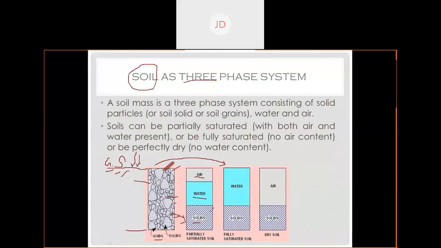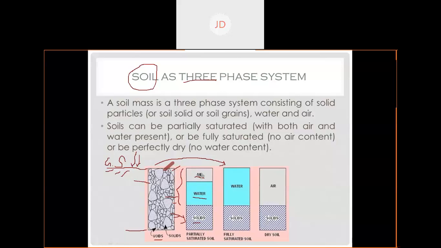Except from soil solid, what is left? Voids. So this whole region represents the voids present in the soil mass. These voids in normal days may be filled with water in some places, and some voids may be filled with air.